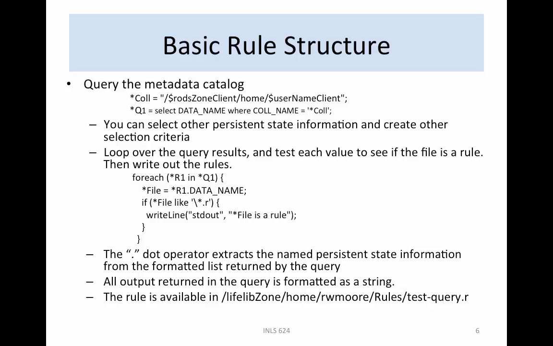This extracts the file name, DATA_NAME, from the result set R1, stores the value in the workflow variable *File, tests whether the file name is a rule by looking for the extension .r, and writes each file name to the screen. The dot operator is used to extract the data name from the formatted list returned as the query result. Note that all output returned from a query is formatted as a string. The rule is available in LifeLab Zone Home RWMore rules test-query.r.